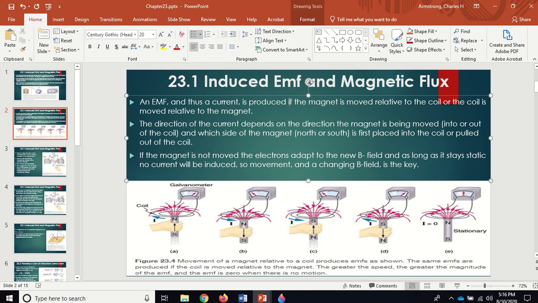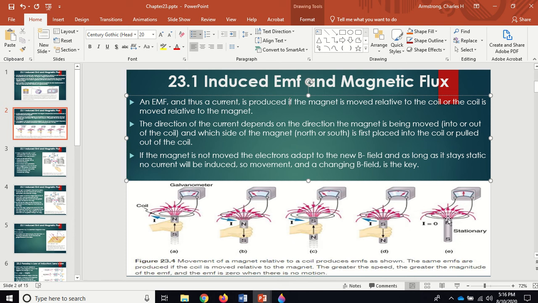The direction of the current depends on the direction the magnet is being moved, into or out of the coil. You can see here they're moving the magnet into the coil. They're showing you the direction of the current. Here they're moving the same magnet. They're putting north in here. They're taking north out here. And you can see the current's going in the opposite direction and so on. And they do it for south and so on.